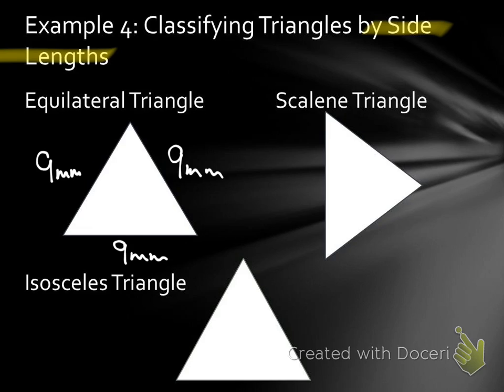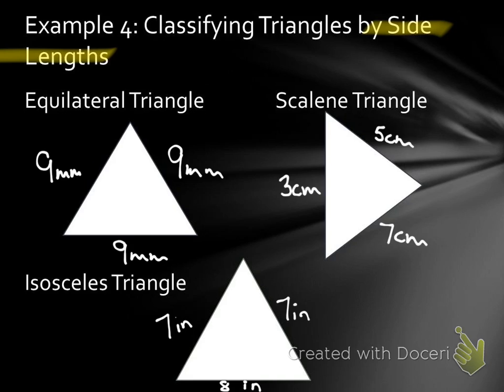With isosceles, only 2 sides will be the same measure. The third side will be different. I don't have much room under there. All right, the third side will be different. So 7, 7, and 8. Pretty simple. Then with scalene, guess what? They're all going to be different. So I might have this one's 3, this one's 5, and this one's 7 centimeters. So scalene, all sides are different.